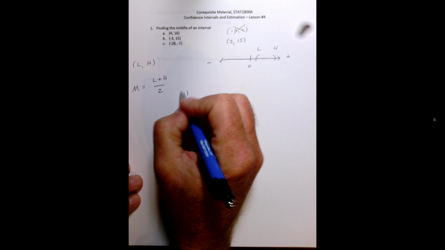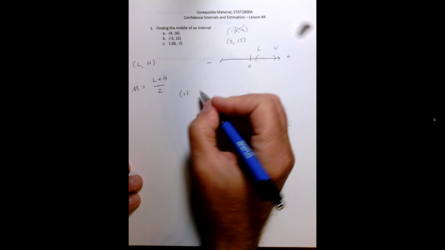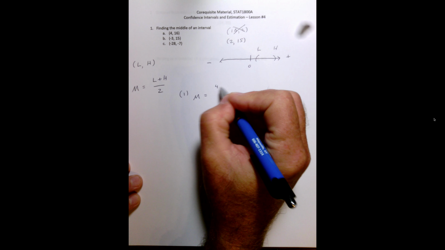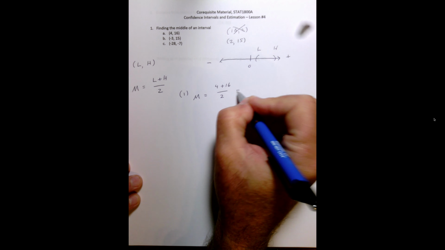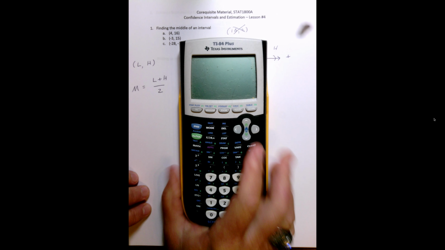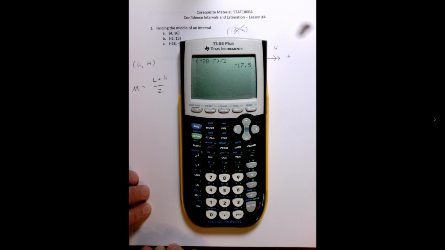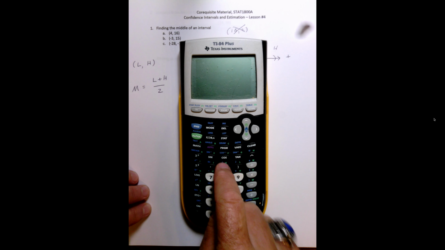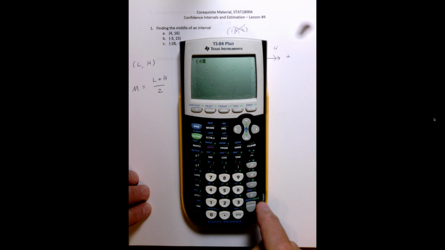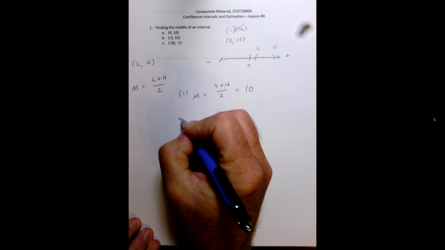So for the first example, 4 to 16, all I have to do to find the middle is take 4 plus 16 divided by 2. Now, I want to demonstrate that in my calculator. We can all do 20 over 2; we know the answer is going to be 10. But usually we can't do that in our heads, so I want to show you how to put this in your calculator. Make sure the denominator is in parentheses. In this case, we get 10 as expected.